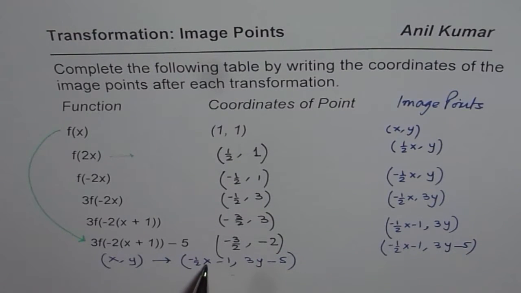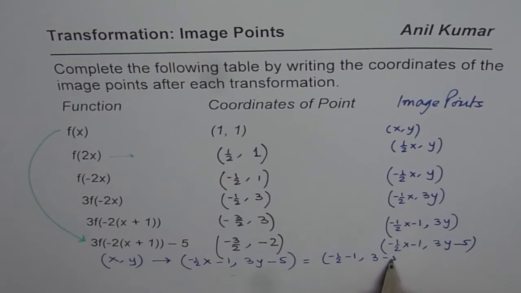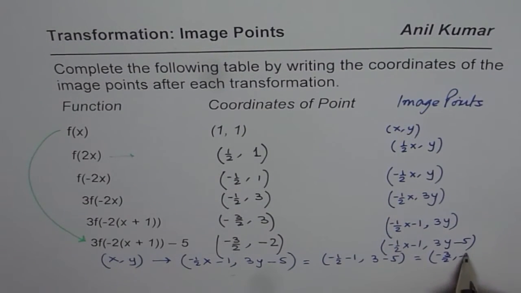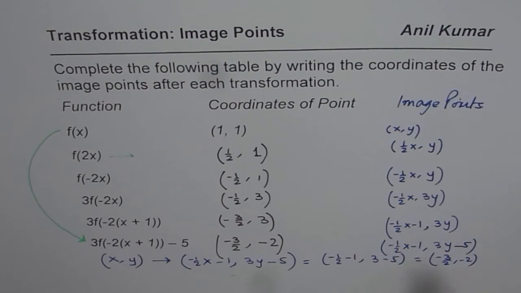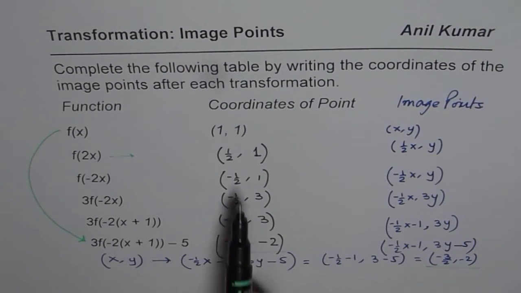If I substitute x with 1 and y with 1, I get this point as equal to (-1/2 - 1, 3 - 5), and that equals (-3/2, -2), correct? As you can see, it is exactly the same as what we got by following the steps.